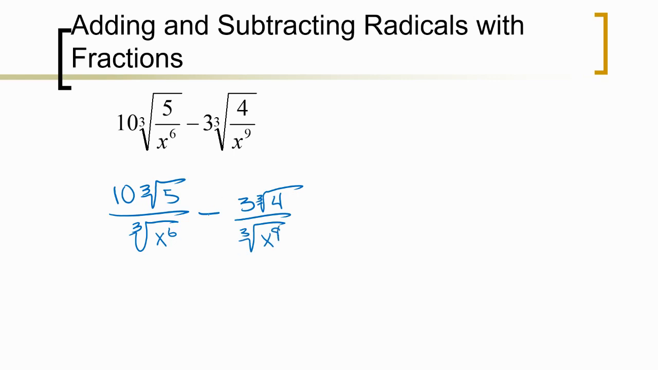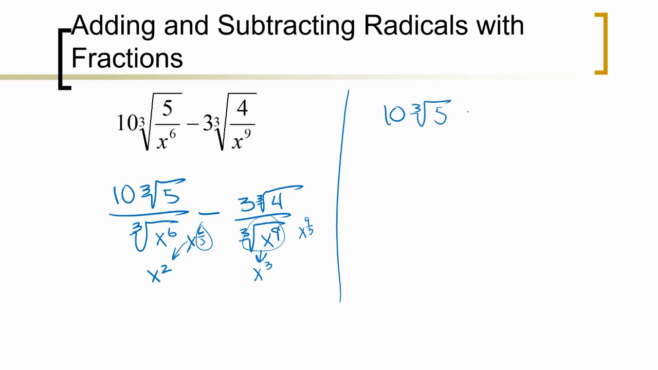And then I want common denominators so I can add the tops. The cube root of x to the 6th is going to be x squared because I just divide the powers. It's just going to be x to the 6 over 3, and the 6 over 3 divides out to be 2. And then the same thing here, this is really just x to the 9/3, so this denominator is x to the 3rd. So if I rewrite it, I have 10 cube root of 5 over x squared minus 3 cube root of 4 over x to the 3rd.